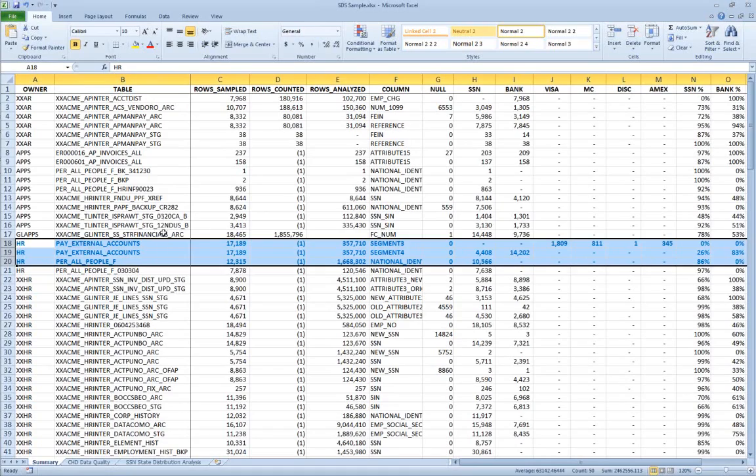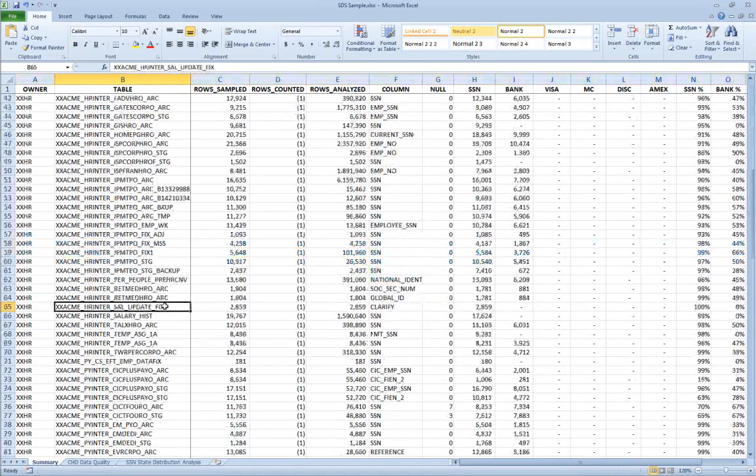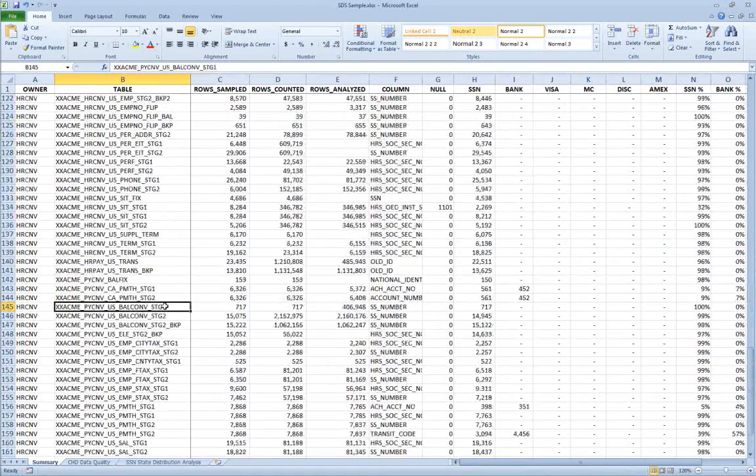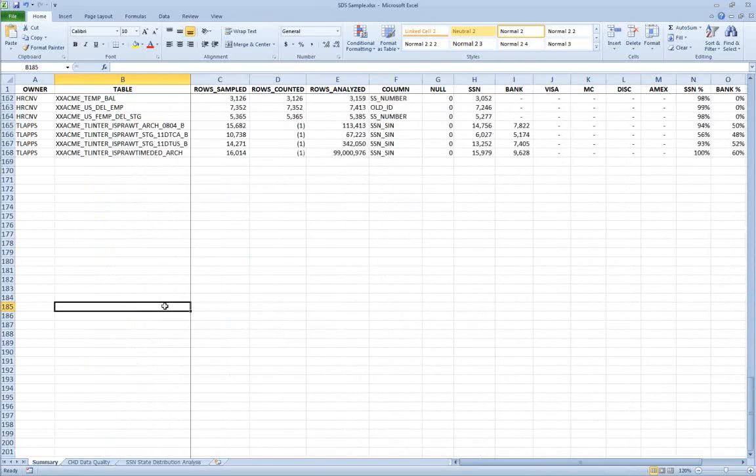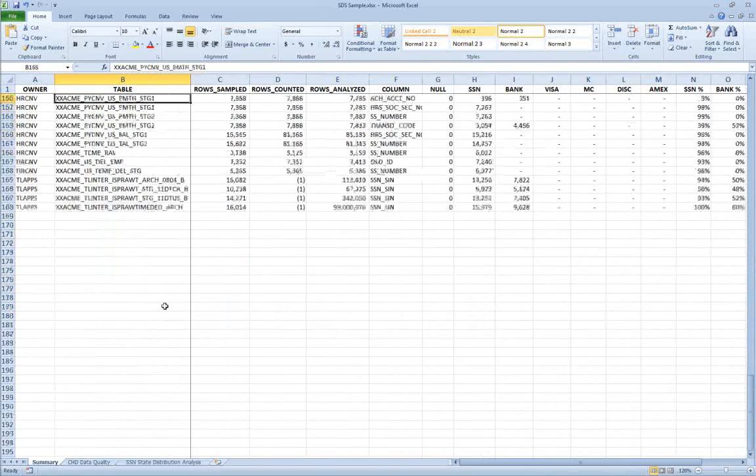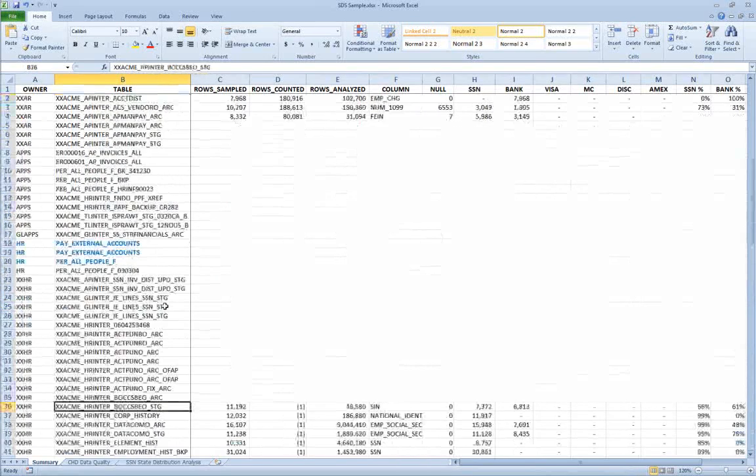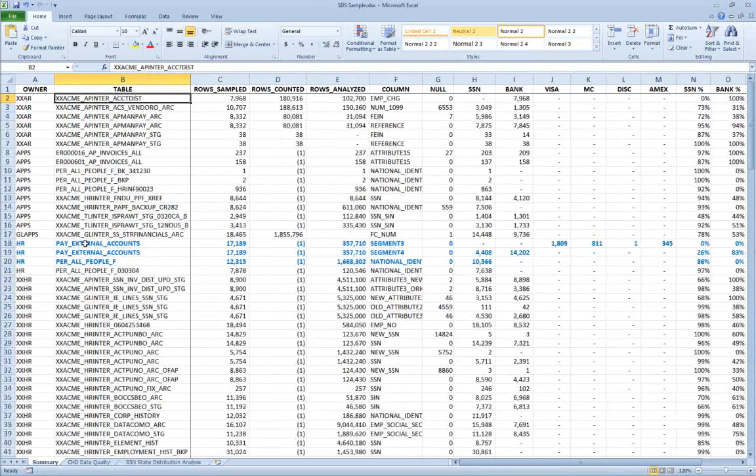The rest of the tables here, in this spreadsheet, was a full inventory of where they have sensitive data, mostly Social Security numbers, some bank account numbers, and a few credit card numbers. But there's 168 locations, and in their environment, they only had 3 standard tables. So now we're talking about 165 custom tables that had some form of sensitive data.